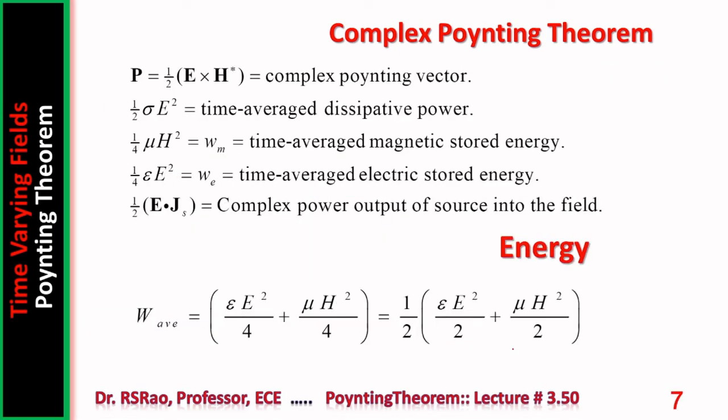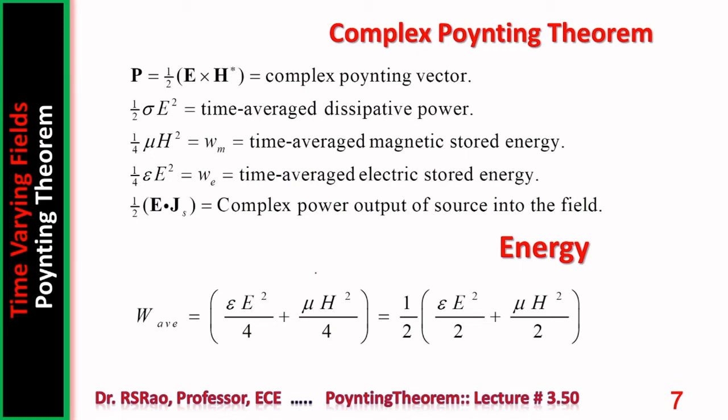Let us move further. Some interpretation can be given for each term. See, the importance of the energy conservation principle here in Poynting theorem is that it is able to give a meaning to certain terms. For example, E cross H. Meaning to E cross H is given by the energy conservation principle. If that principle is not there, E cross H becomes almost meaningless.